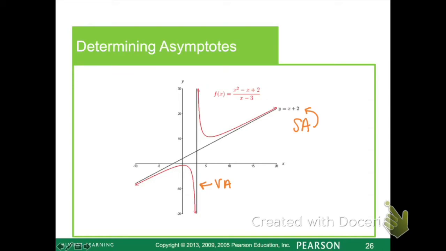Here's an example of a graph that has a slant asymptote. So the graph of f of x is shown in red. You can see we have a vertical asymptote and a slant asymptote. The slant asymptote is at y equals x plus 2.